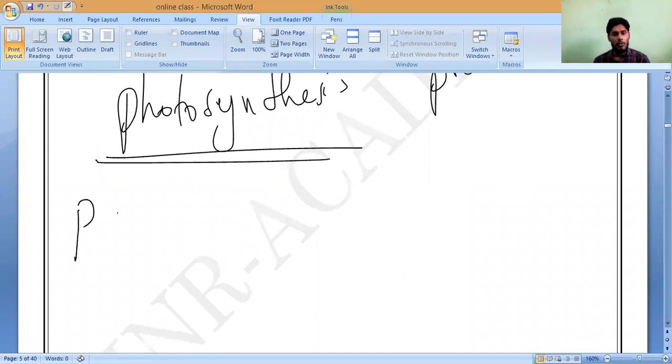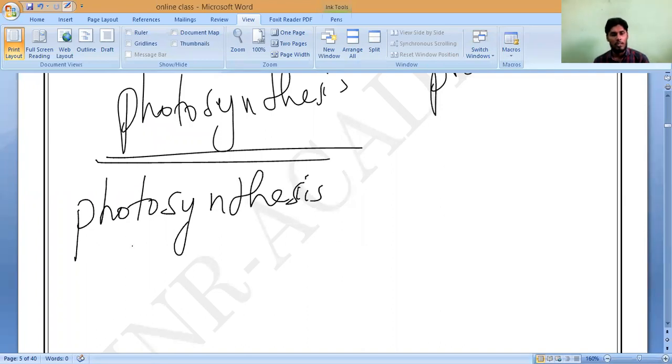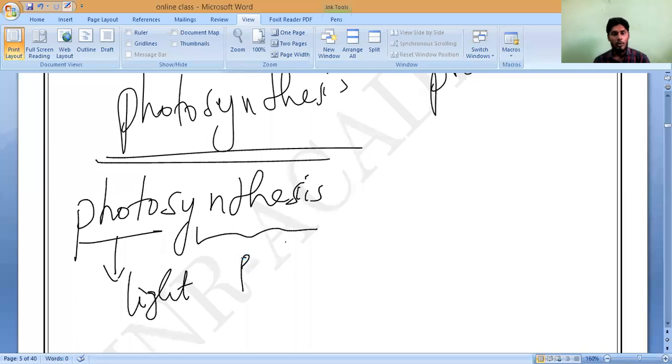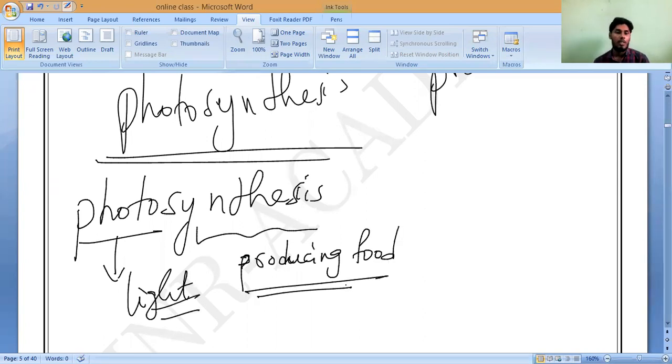Photosynthesis. What is photosynthesis? I will say a simple meaning. Photo means light, and synthesis means producing. Producing food. So with the help of light, if the plants are producing food, then that process is called what?